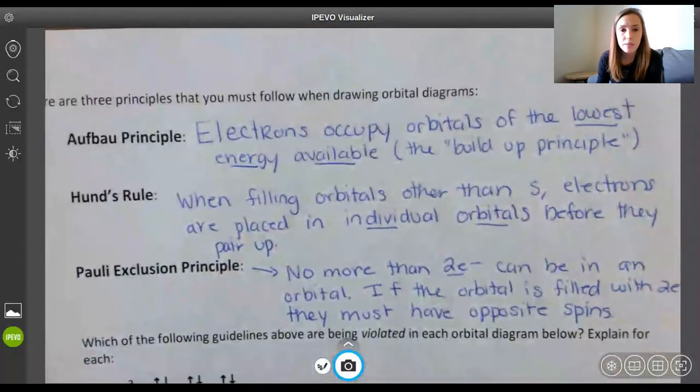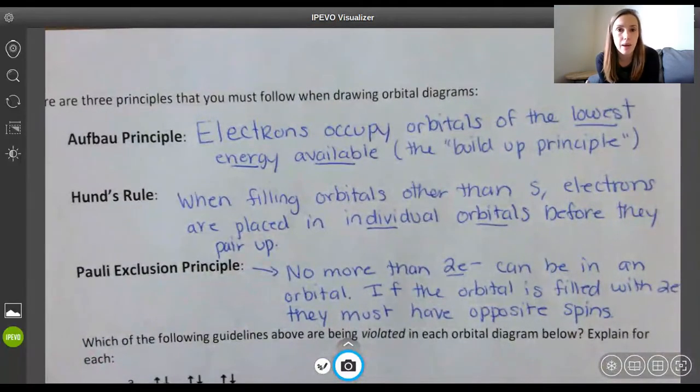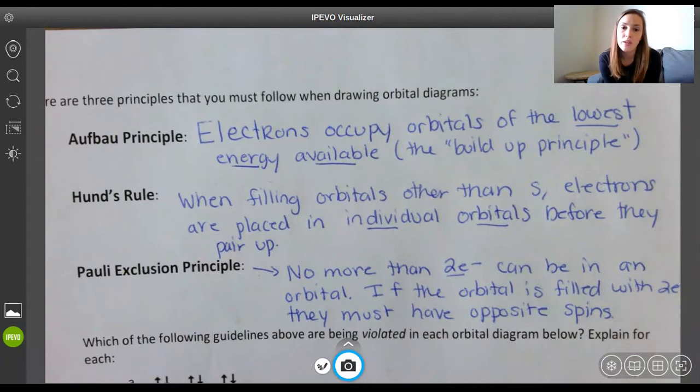All right, so what you saw in the POGL were these 3 principles illustrated for you. So the Aufbau principle is one where the electrons occupy orbitals of the lowest energy possible. So that would be filling 1s, followed by 2s, and 2p, and 3s, and so on. Keeping track of those exceptions, like filling 4s before 3d, because 4s is the lowest energy available. So this is referred to as the buildup principle. Hund's rule has to do with when filling orbitals other than s, because s only has 1, electrons are going to be placed in those individual orbitals before they pair up.